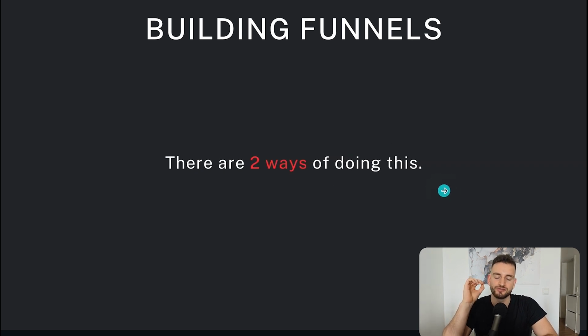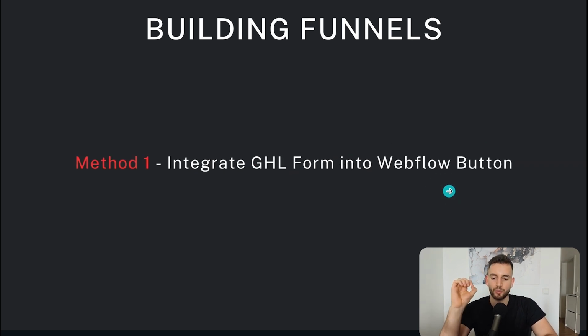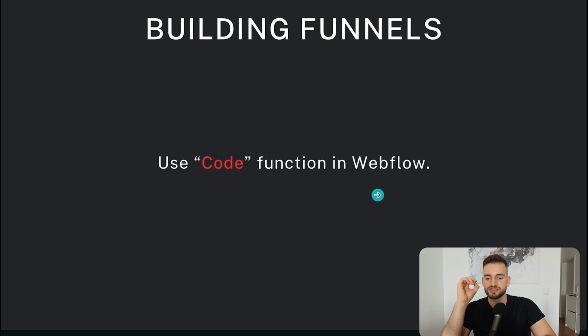There are two ways of doing this. Method number one, integrating the Go High Level form, like using the native Go High Level form into the Webflow button, because you guys all understand by now, a form or like a registration window always lies behind a button, right? So you click onto this button and you will integrate the Go High Level form. And the way you do this is you use the code function in Webflow.